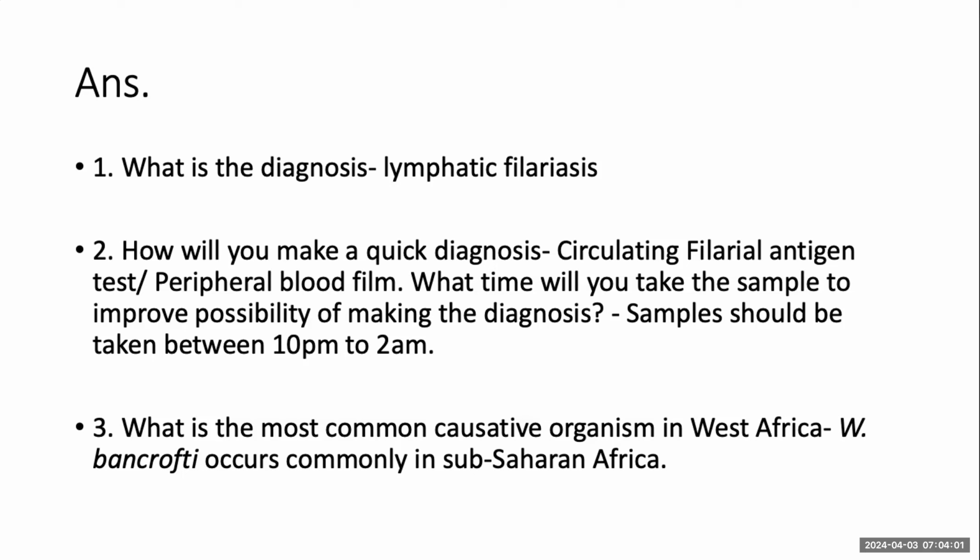And because the organisms, as well as the vectors, which are mosquitoes, exhibit circadian periodicity, both the activity of the worms as well as the activity of the vectors, the peak feeding period is between 10 p.m. to 2 a.m. So it's advisable to take the samples between 10 p.m. to 2 a.m. to have the highest possibility of making a diagnosis if you're doing a peripheral blood film. Number 3 question states that, what is the most common causative organism in West Africa, which is Wuchereria bancrofti?